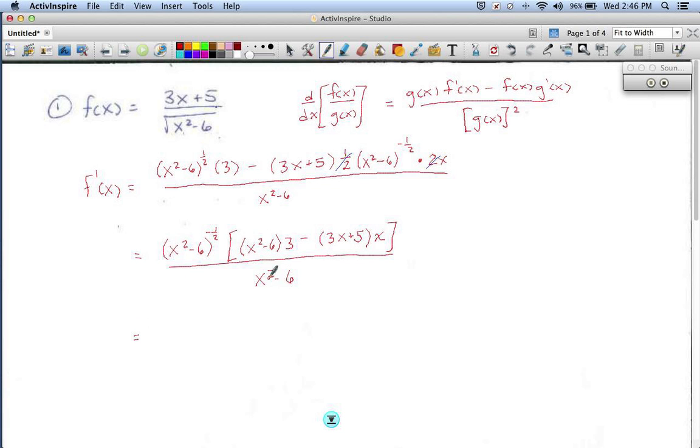So at this point I can drop this to the denominator. That gives me x squared minus 6 to the 3/2. And combining terms up here, I have 3x squared minus 3x squared. That's gone. I have a negative 18, and looks like a minus 5x as well. So you can leave it like that, or you can pull a negative out and make it 5x plus 18. Either way, does not matter. X squared minus 6 to the 3/2. That's number one.